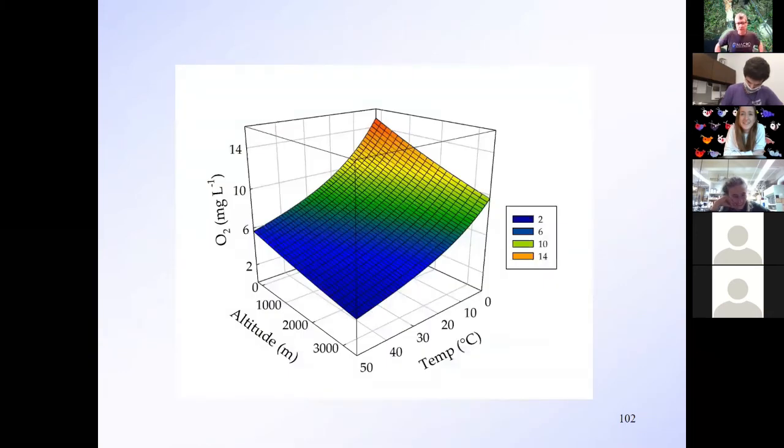Okay, so here's a 3D graph of oxygen saturation concentration. If you basically have water at some temperature and some altitude, the 100% saturation, the equilibrium, will be based on those two factors. As you get water warmer and warmer, so zero's here, 50 degrees is here, you have lower and lower saturating oxygen. Okay, that's the first thing. So basically, if you boil water, you can push all the gas off of it.